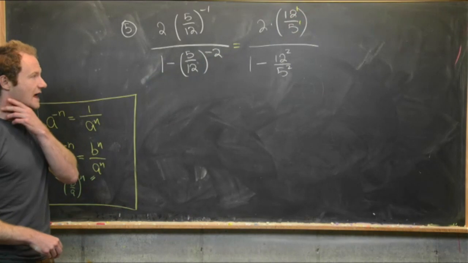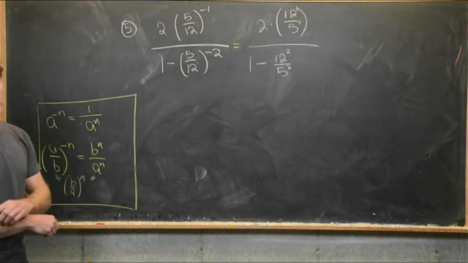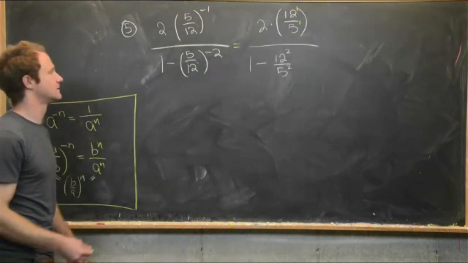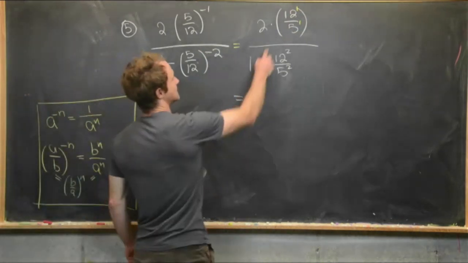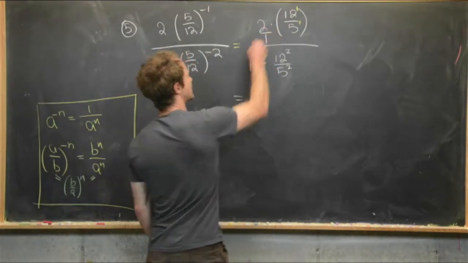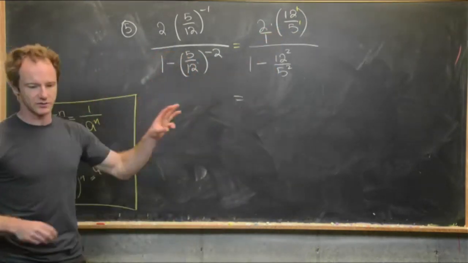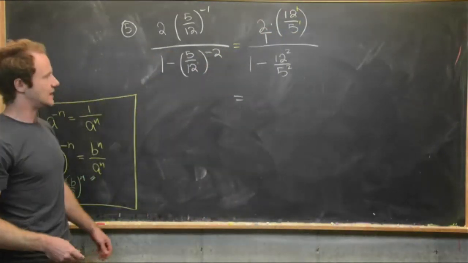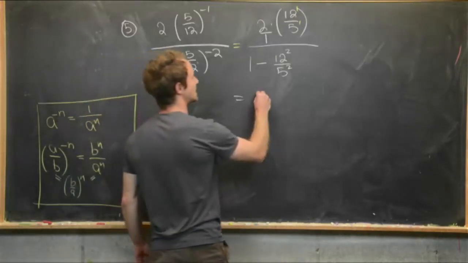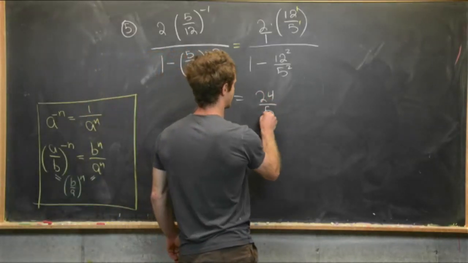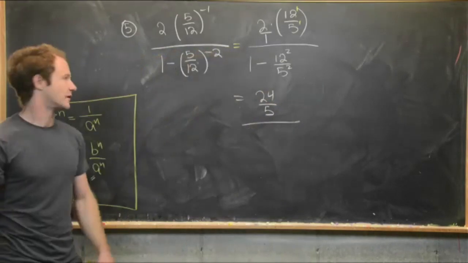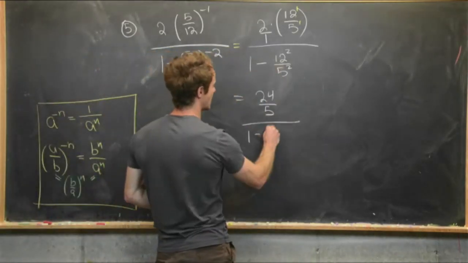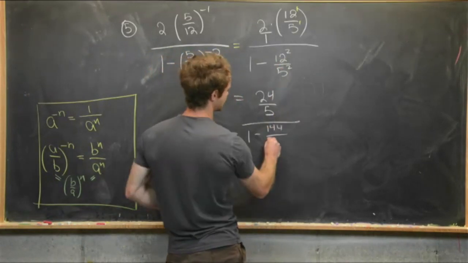We can go ahead and simplify the numerator and the denominator like we did in this first problem that was on the sheet. So let's see. When you multiply fractions, you just multiply across numerators and denominators. So we want to think about that 2 as 2 over 1 in order to simplify. So that gives us 24 over 5 over, and now we've got this 1 minus, and then 12 squared is 144, 5 squared is 25.